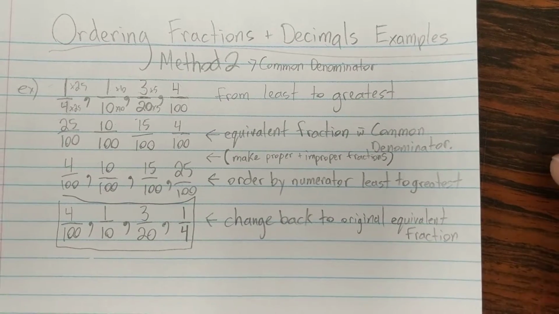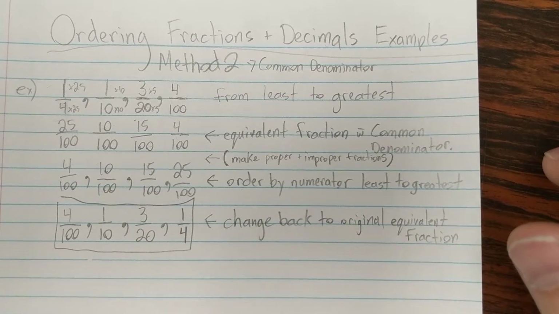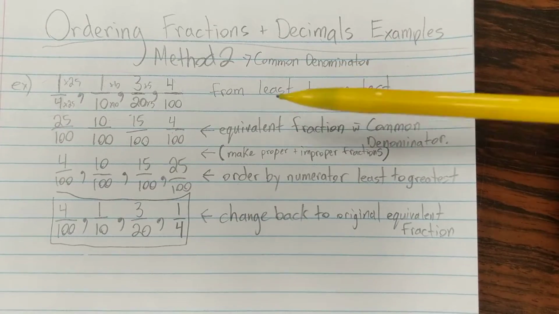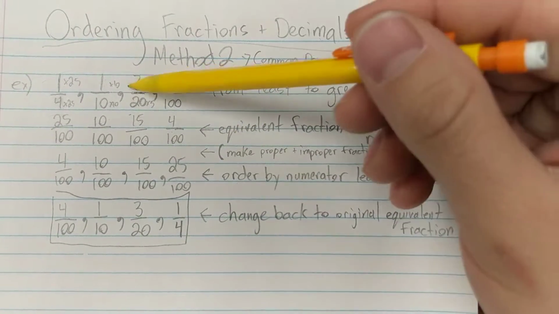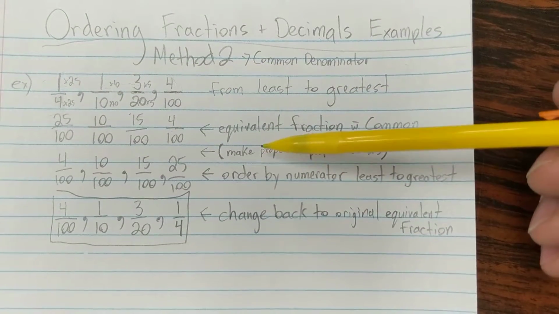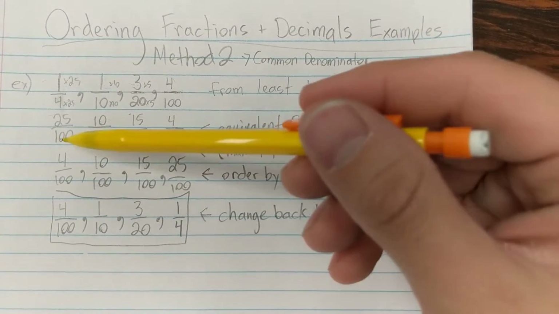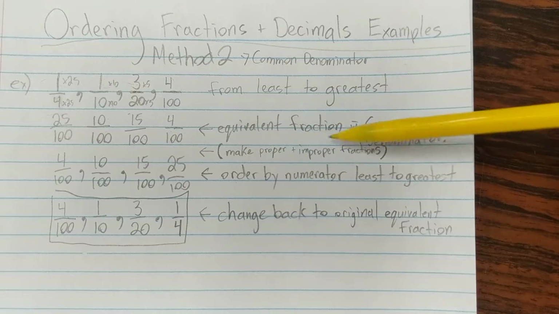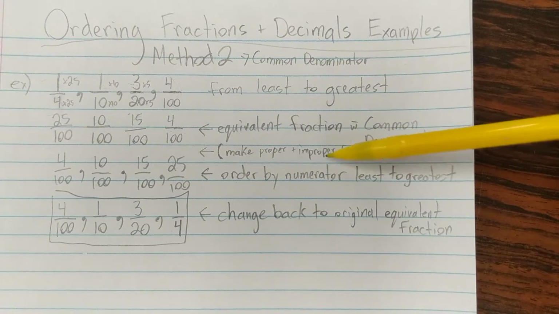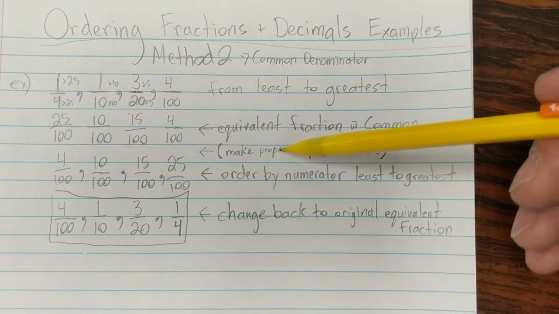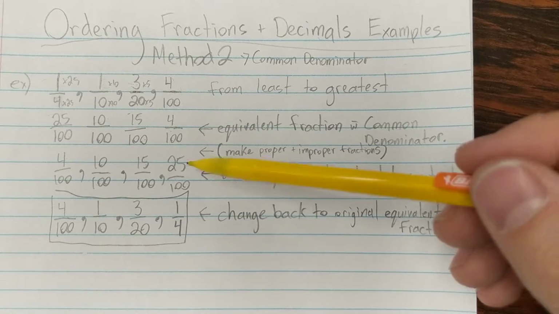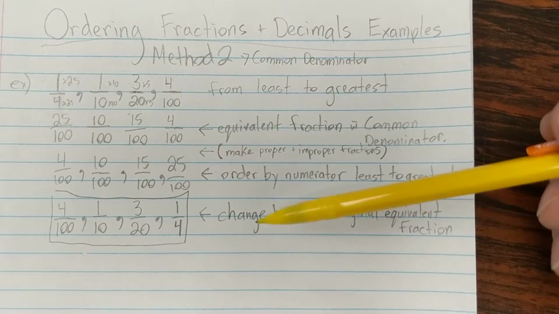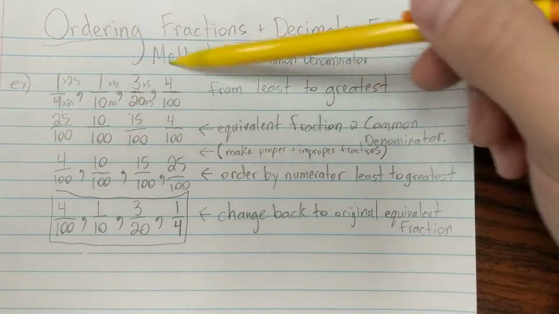Alright, we're going to do another example of method 2, more complicated. Just to go over the steps again quickly, we will find equivalent fractions for each of our original things. Then we're going to make those fractions have a common denominator. Once they have the common denominator, we're going to turn them into proper or improper fractions if we need to, getting rid of mixed fractions. And then we're going to order by the numerator from least to greatest, which is our third step. And our final step would be to change back to the original forms.